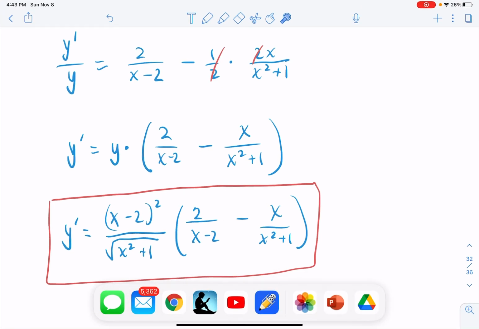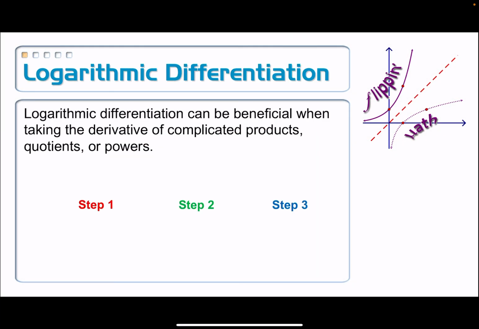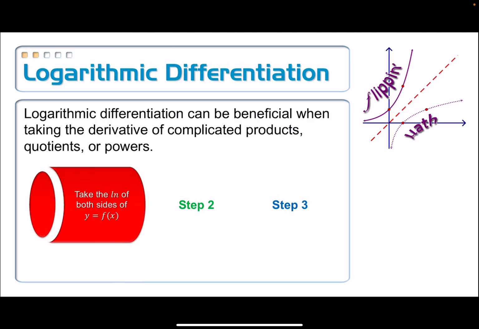This brings us to this process that we just did right here. It's got a special name. It's called logarithmic differentiation. Logarithmic differentiation can be beneficial when taking the derivative of complicated products, quotients, or powers. Here it is, step by step. The first step is to take the natural log of both sides of your function, just like what we did. Now that is going to make an implicit equation, so that to take its derivative, you will have to implicitly differentiate. Oh yeah, I'm going to expand using some properties of logarithms. Pretend I said that earlier.